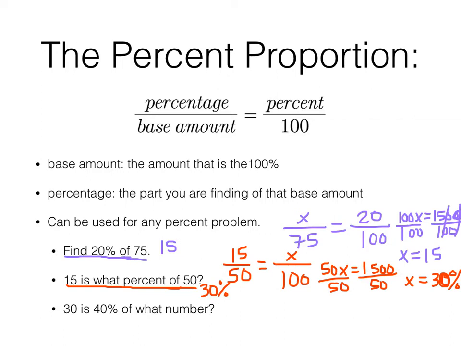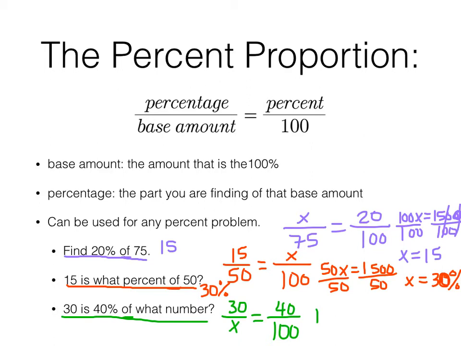All right, one more. We'll use green. 30 is 40% of what number? Start again, same way. The 100 always goes in that same spot, so there's no thinking required for that part. 40%, that goes in our percent spot. 30 is the 40%. 30 is the percentage. And what we're finding is of what number? We're finding the base amount.